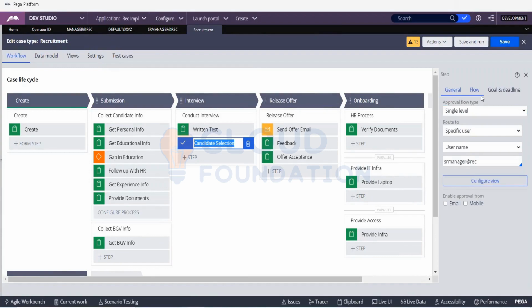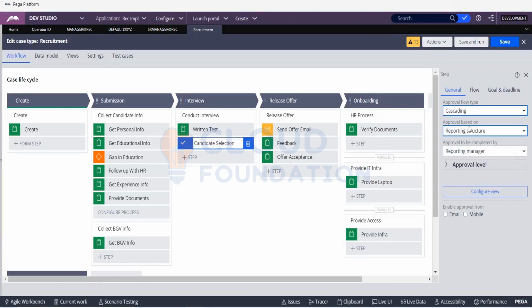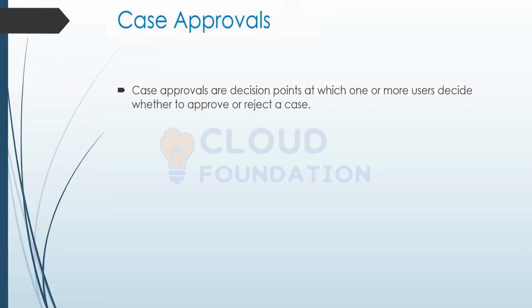On the candidate selection, there is an approval flow type which says single or cascading. By default, all your approvals are single level. One user approves it, and the case would proceed further. Sometimes you might need cascading approvals. Cascading approvals are of 2 types, based on reporting structure and authority matrix. What does this mean? Let me tell you. When I talk about case approvals, and there is more than one person involved, we call it cascading approval.